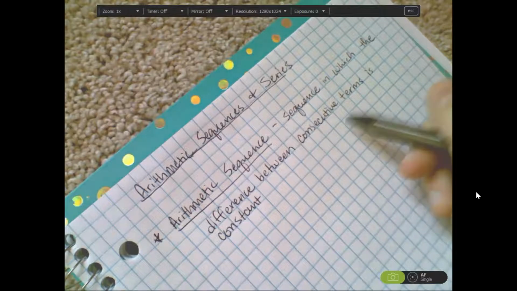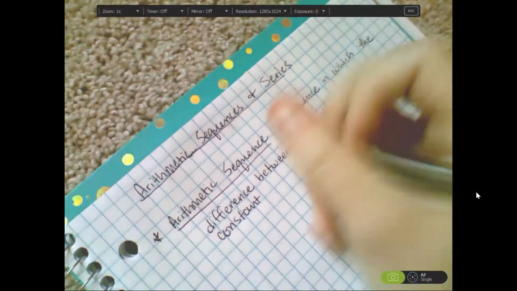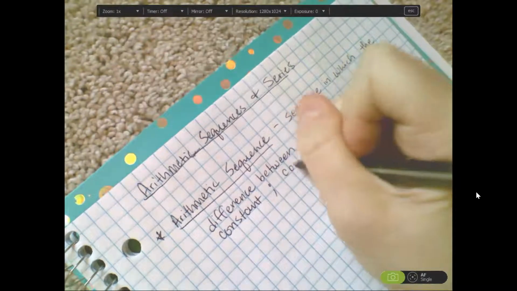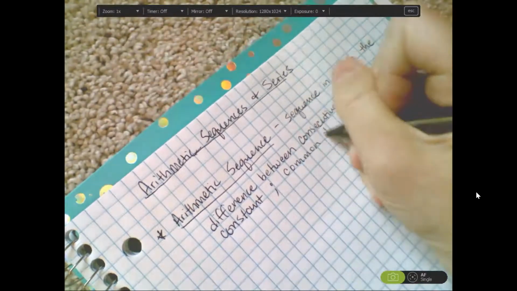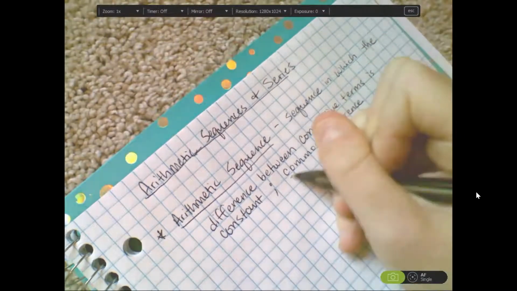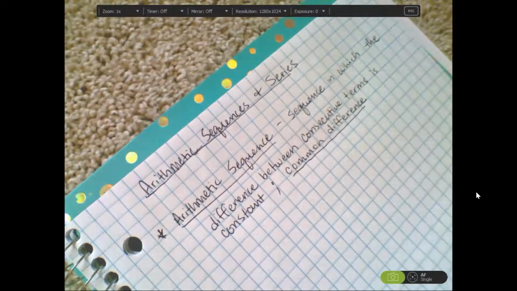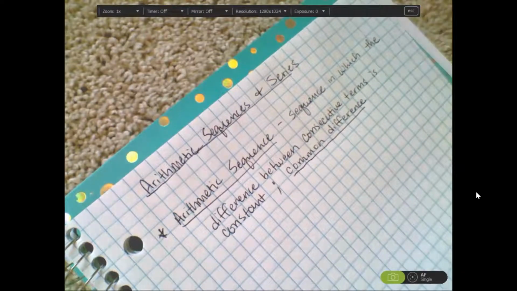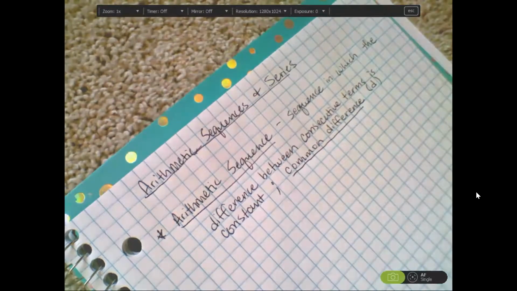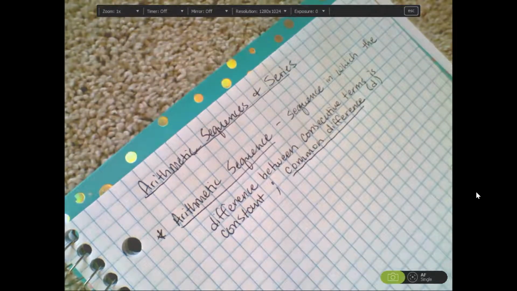The difference between the terms is constant, and sometimes that is called the common difference. And you'll notice that in the formulas that we're going to use in just a second, it's going to be denoted as d, a lowercase d.